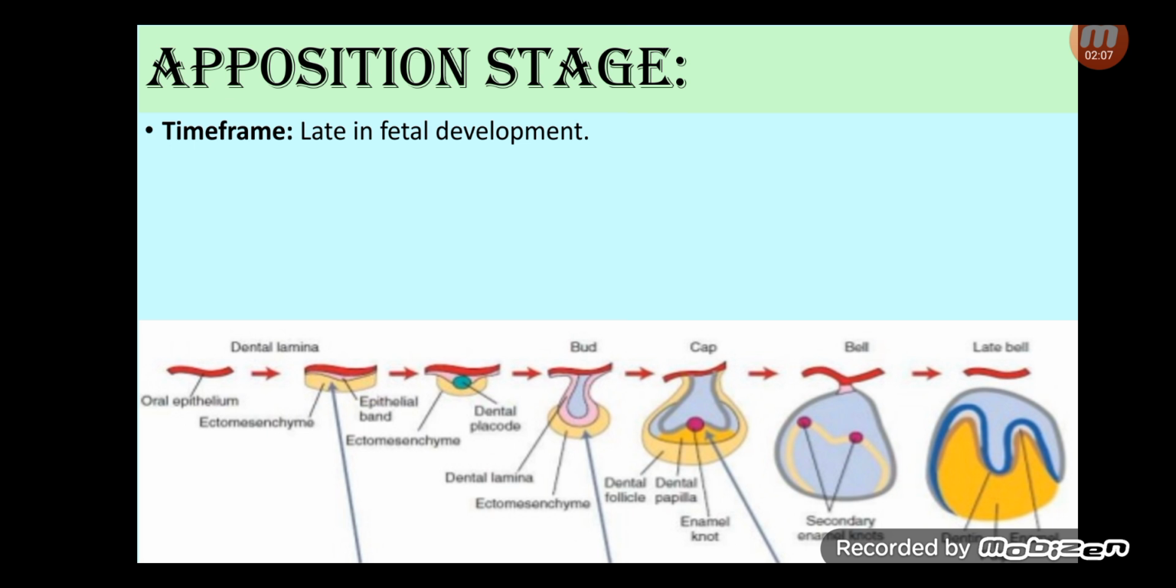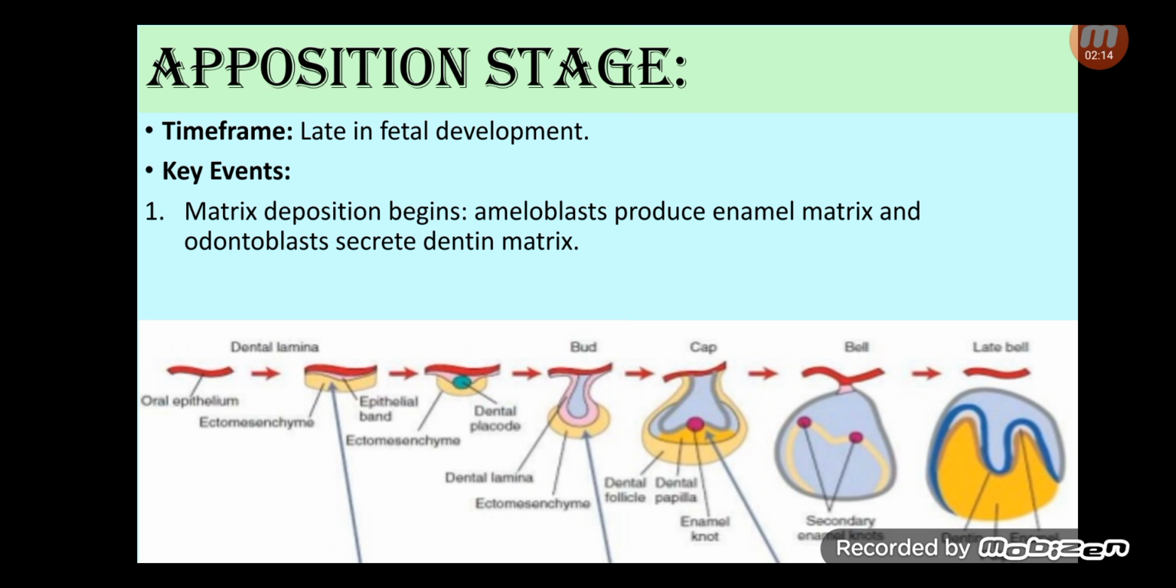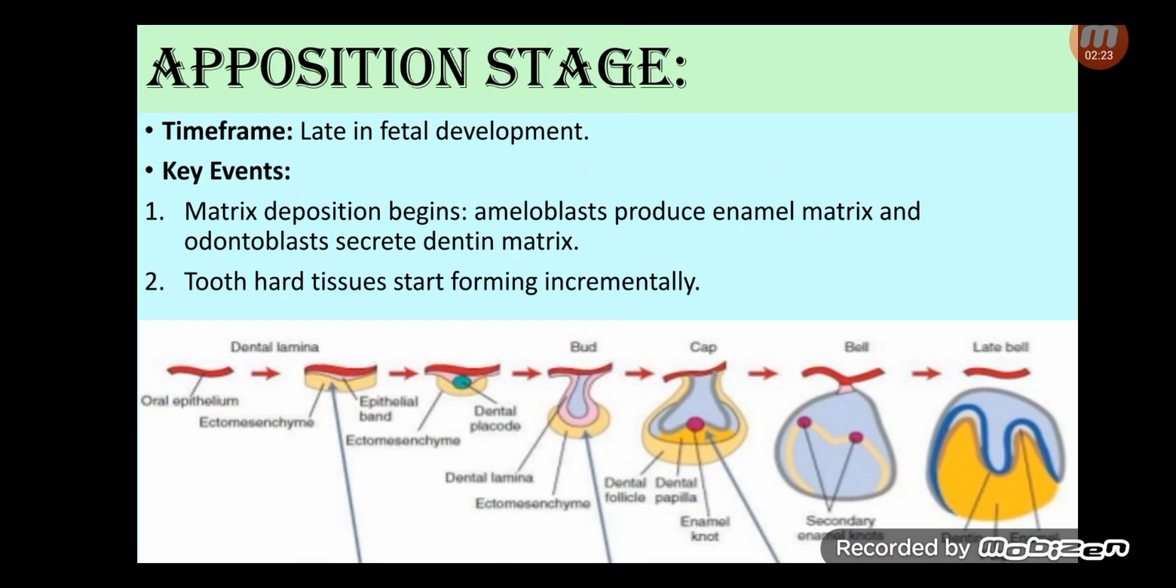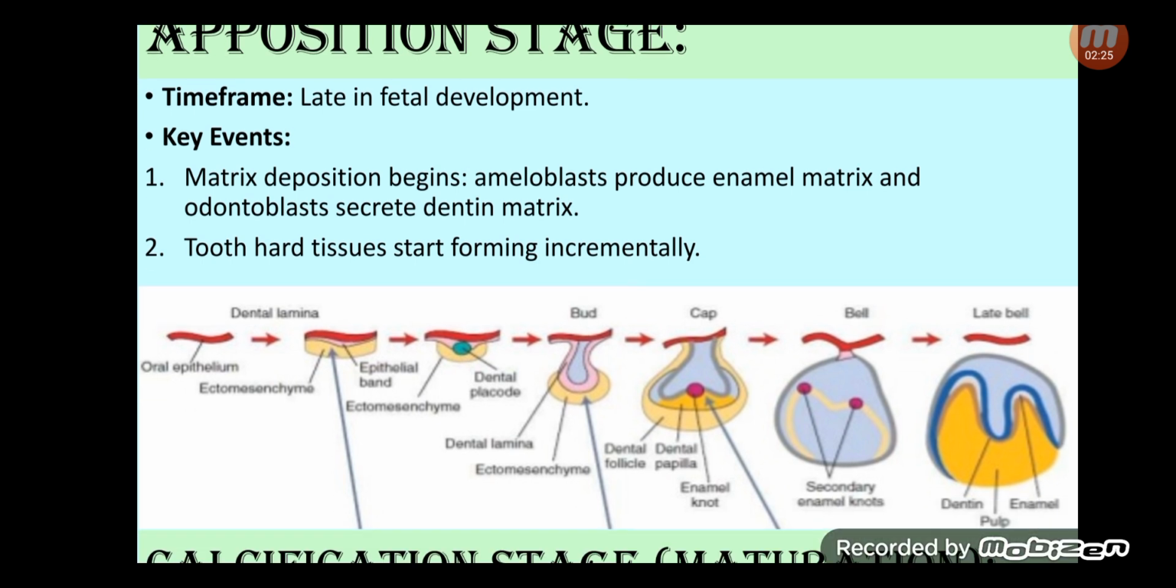The next stage we have is the apposition stage. The time frame for it is late in fetal development, and the key event is that matrix deposition begins. Ameloblasts produce enamel matrix, and odontoblasts secrete dentine matrix. Tooth hard tissue starts forming incrementally.